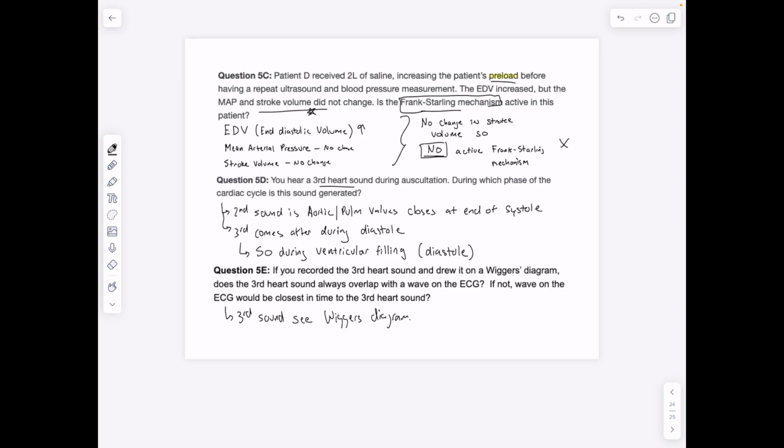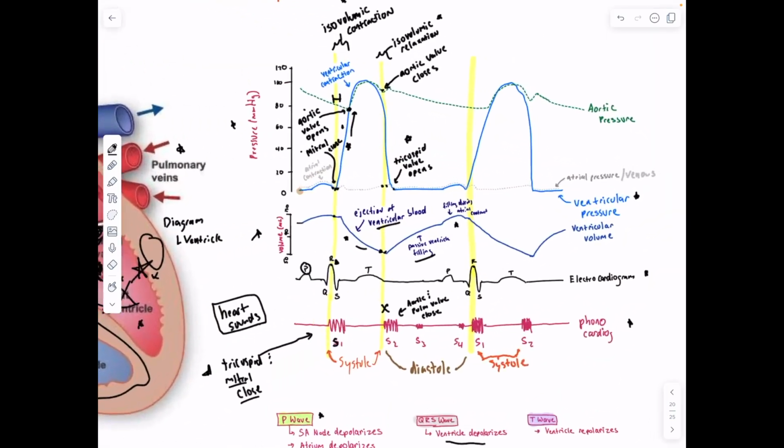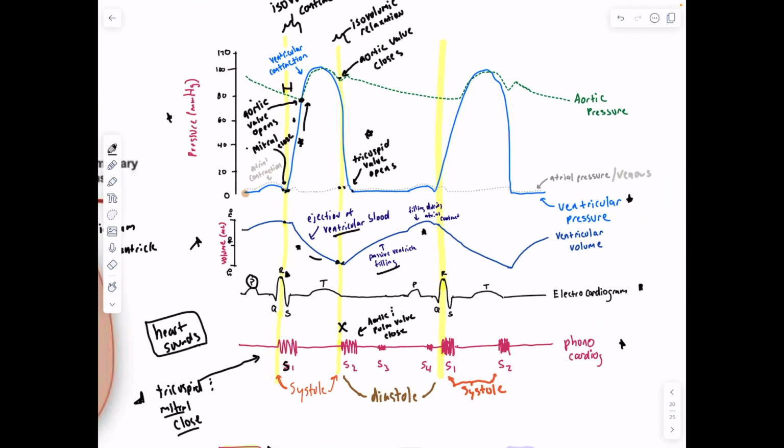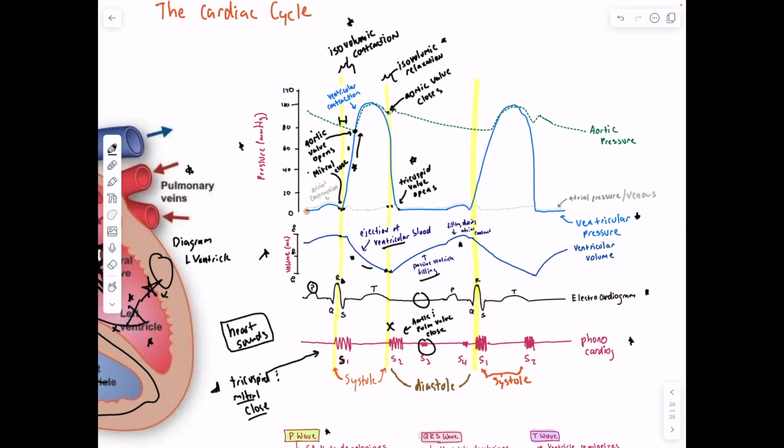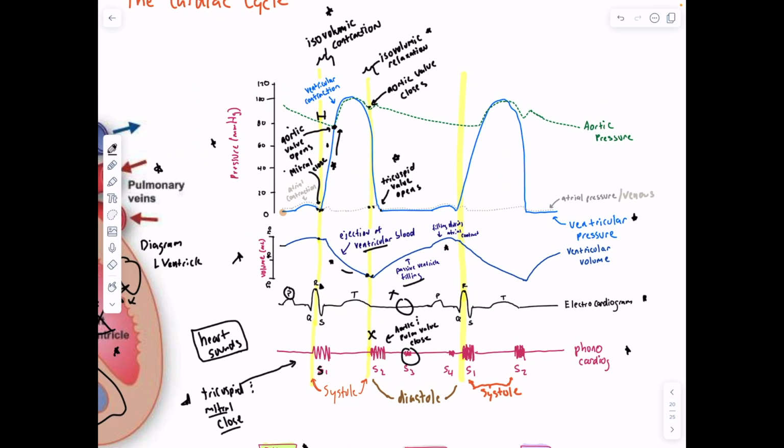All right, 5E, third sound during Wiggers. Does it overlap with a wave on the ECG? All right, so let's just take a look at Wiggers, and the answer is already going to be on the ECG. The third sound is going to be here, and we have the T wave, which is ventricular repolarization. So the answer is really going to be no overall. All right, so that's it.